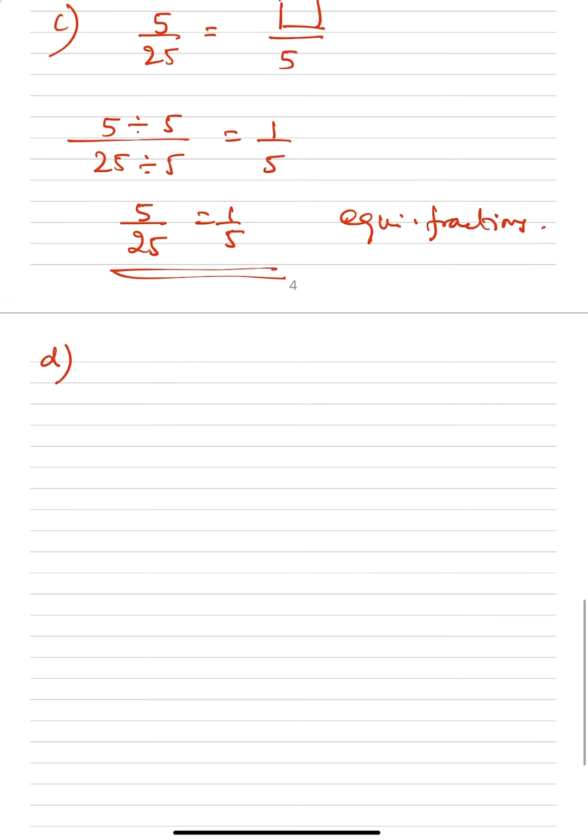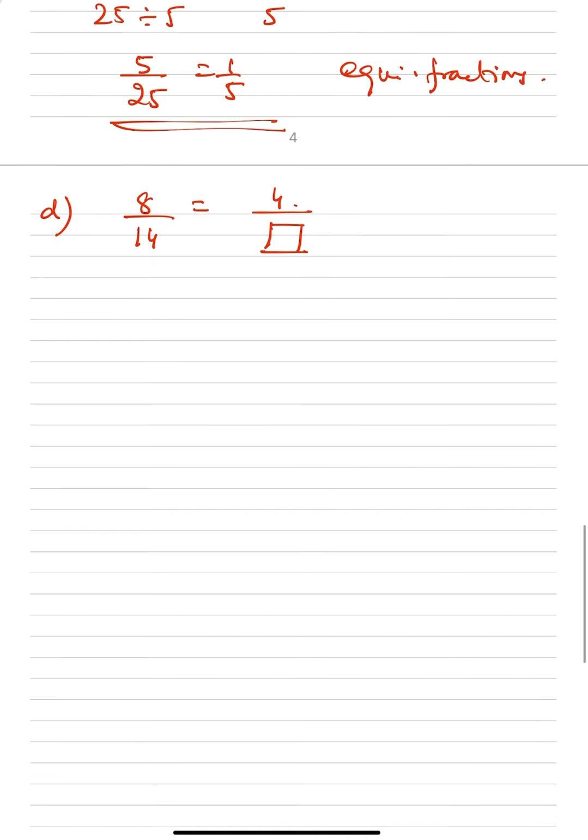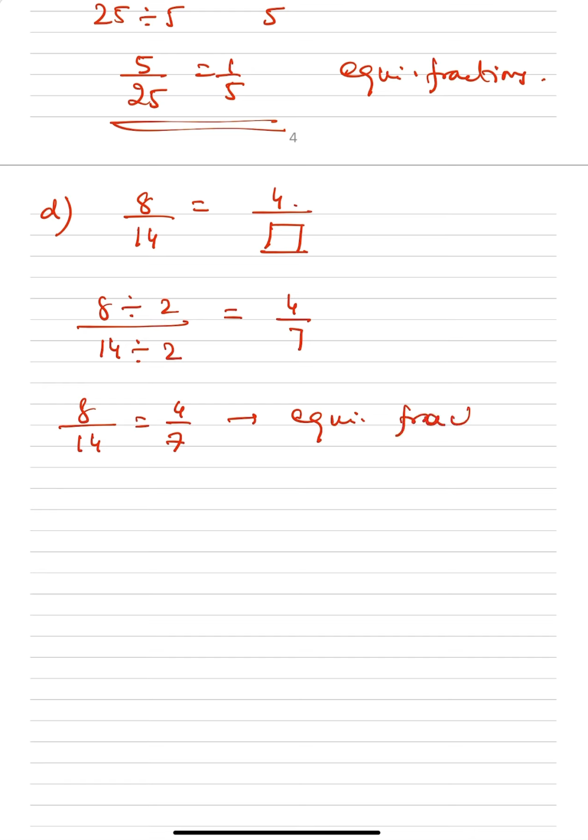Okay. Similarly, one more example, 8 upon 14 is equal to 4 upon dash. Now, 8 upon 14 and here it is 4. So, with what number should I divide 8 to get 4? See, 4 twos are 8, so I cannot divide it by 4, but I can divide it by 2. So 14 also should be divided by 2. So we will get 4 upon 7. Okay. So 8 upon 14 is equal to 4 upon 7. These two are equivalent fractions, we can say.